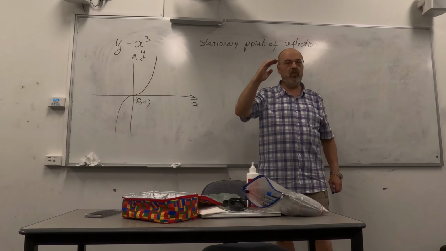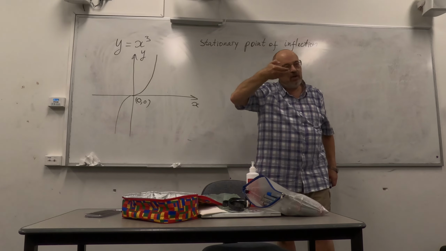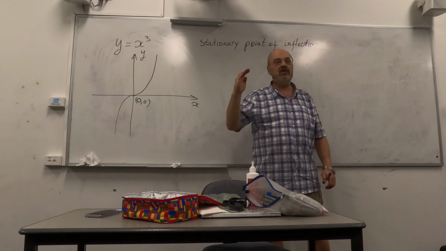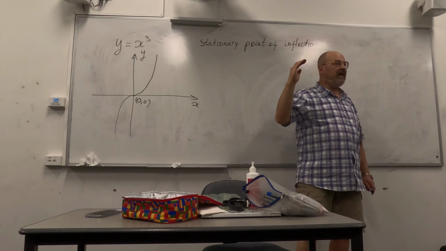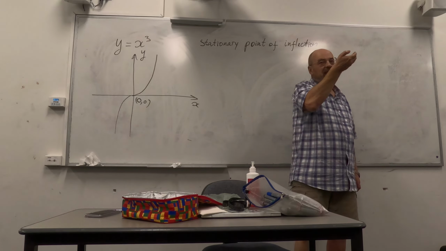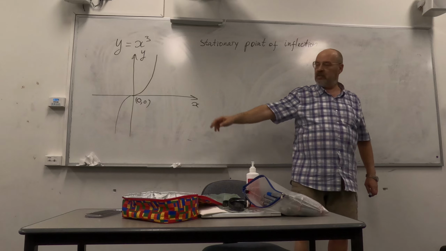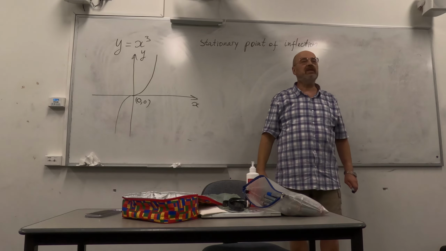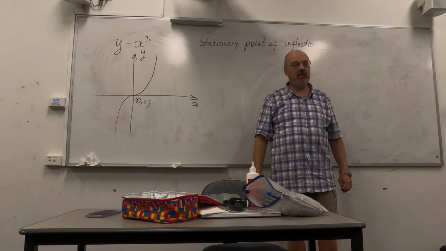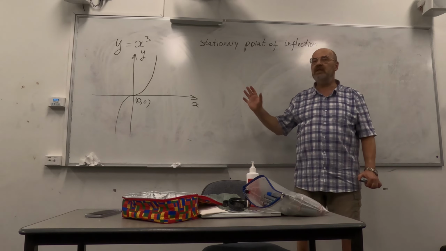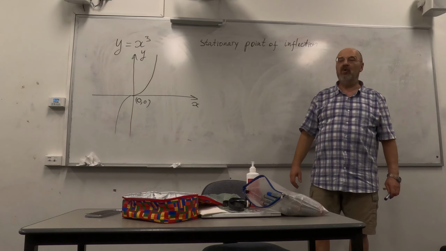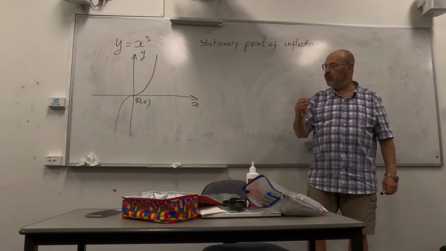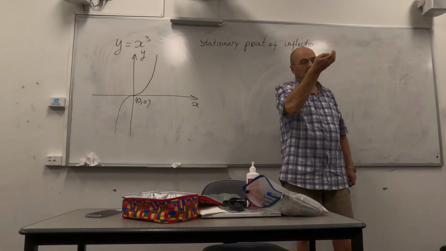After (0, 0), what happens with the graph? It starts going like this. That is inflection: when it goes from being concave down to concave up. That's what happens at (0, 0). That's called a stationary point of inflection, where the graph changes its behavior from going like this to going like this.